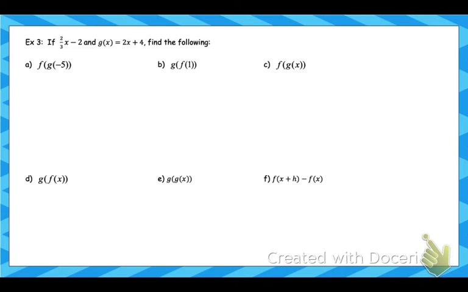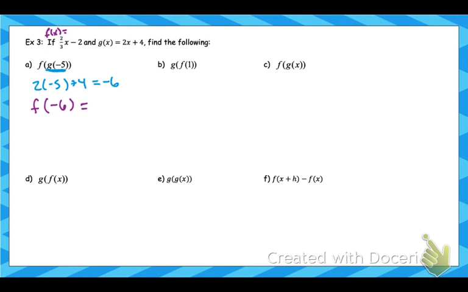Okay, f of g of negative 5. So we'll start with g of negative 5. Take negative 5, plug it into the g of x function. So that's negative 10 plus 4, which is negative 6. Then we're doing f of negative 6. So take negative 6, plug it into the f of x function that was not labeled. Sorry about that.